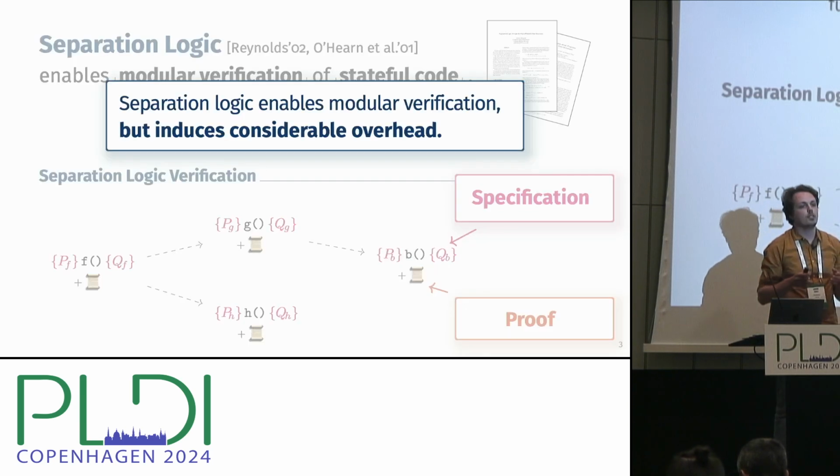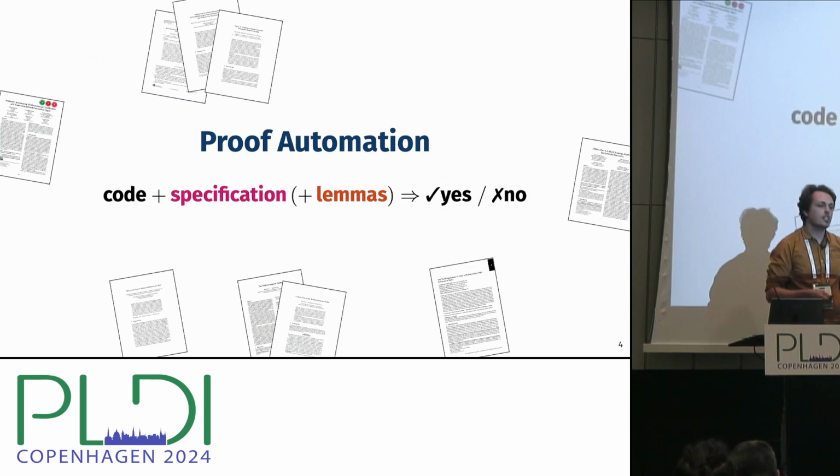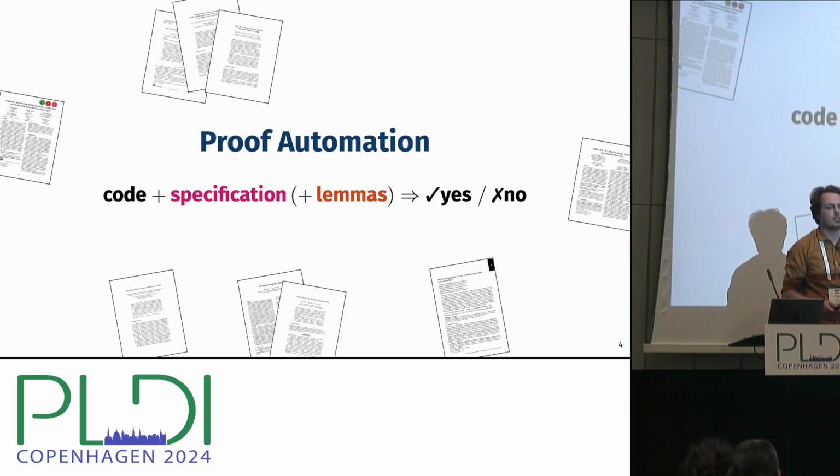However, while this makes verification of a larger program feasible, it still introduces a lot of overhead. Because if you look at this picture, we need to provide a specification and a proof for every single function. And so naturally, people have worked on proof automation in the past, where you provide the code, the specification, and in some cases some additional lemmas, and then you get a yes or no answer whether the function satisfies the specification.